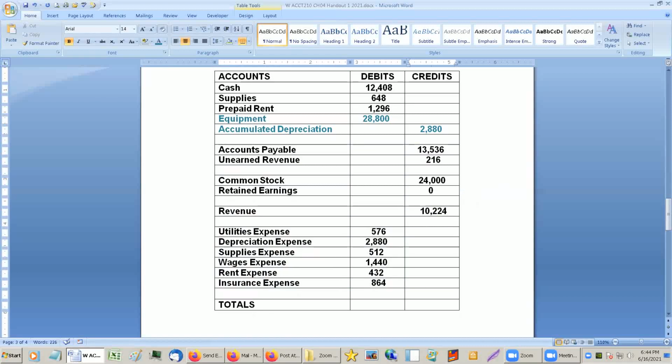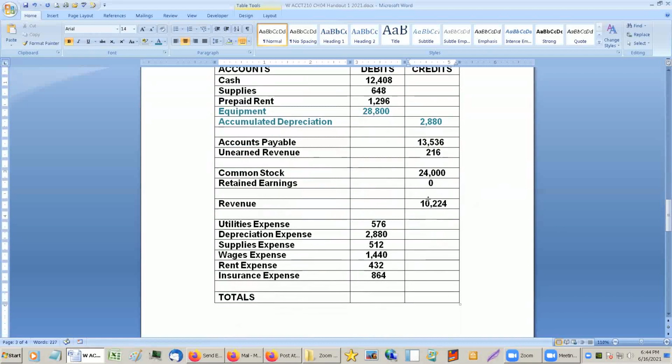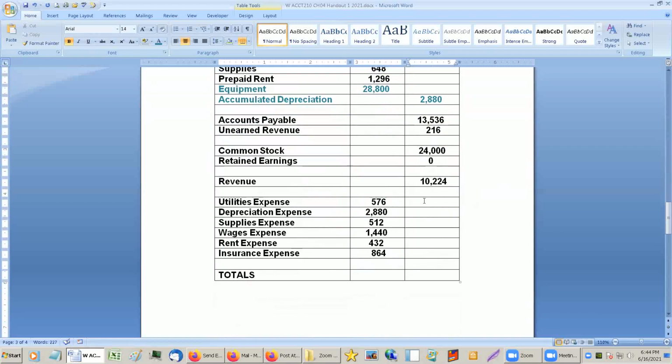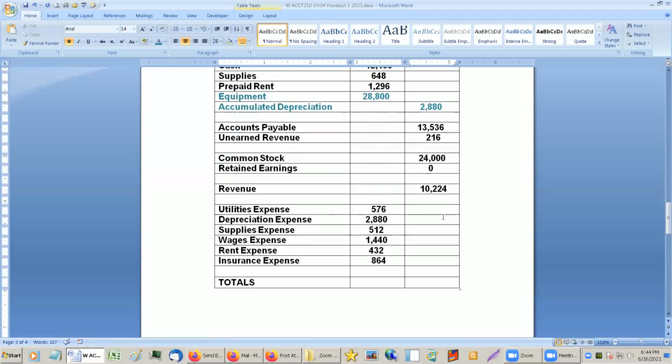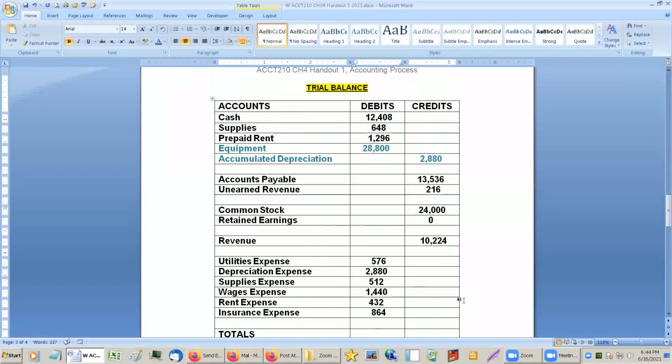Oops, oops, oops. Do that. So retained earnings, and if you think about it, if this is the first year, you don't have any years to retain, you know, there's no earnings from last year to retain. All right, now for the tricky part.